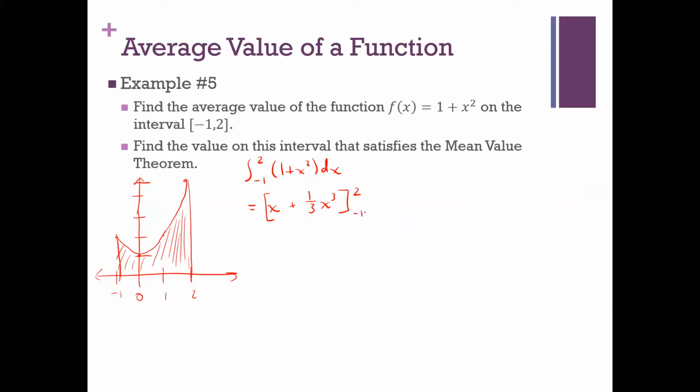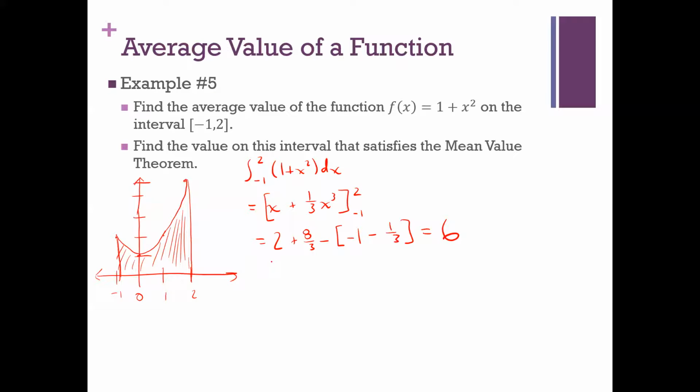Evaluated from -1 to 2. And I get 2 plus 8/3, minus -1 minus 1/3. And that comes out to be what? I believe 6. All right, so what does that 6 represent? That's the full area, right? All right, so now what do I want to do with that 6?